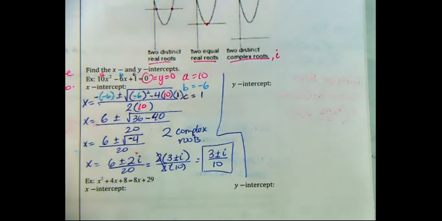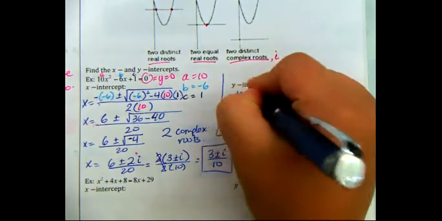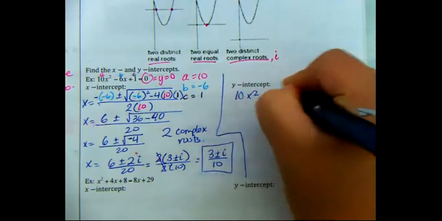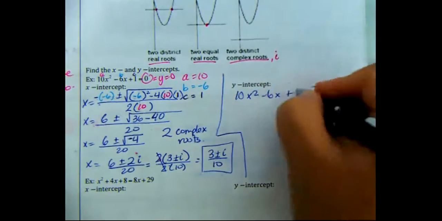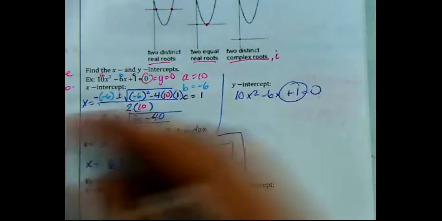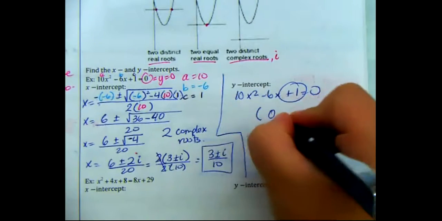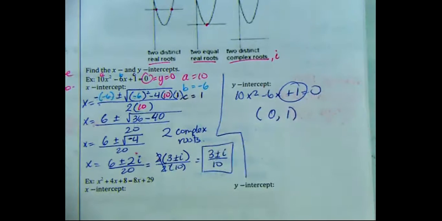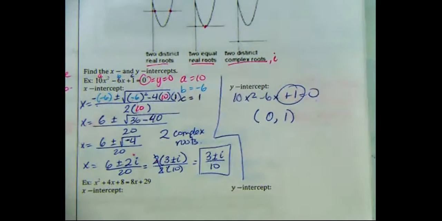Okay, so our y-intercept is actually much easier. We simply just look at the c of my function. Here is my c. So my y-intercept is literally just going to be 0, 1. That's it. That's all there is to it.